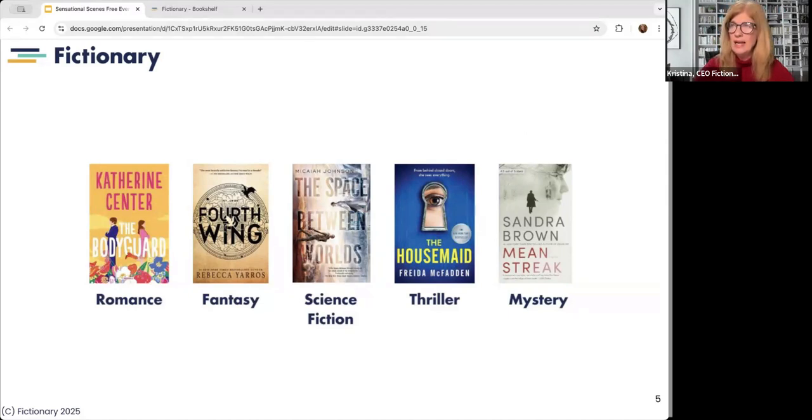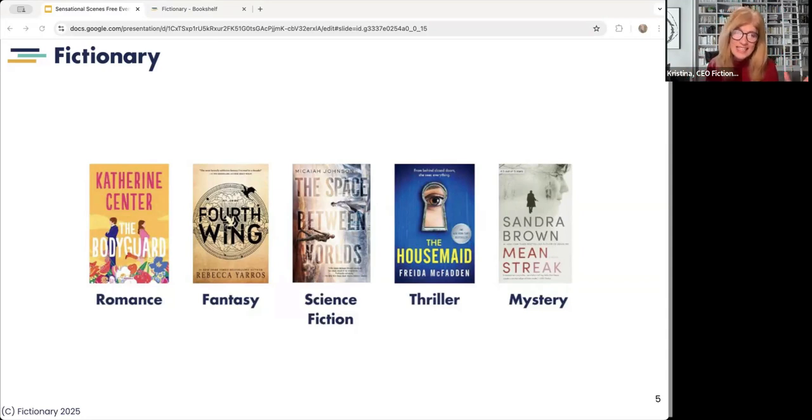So we're going to look at these 5 novels, and I looked at cross genres. The first one we have up here is Romance, The Bodyguard by Catherine Center. And in a romance, the main genre question is, how do the love interests get together? In a romance, we know they get together, so the reader wants to see how. That's really what readers are looking for when they pick up a romance.